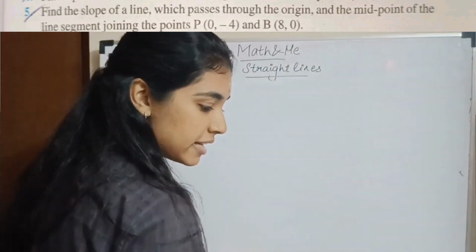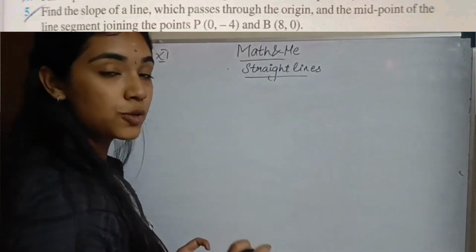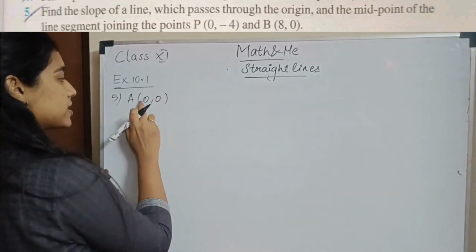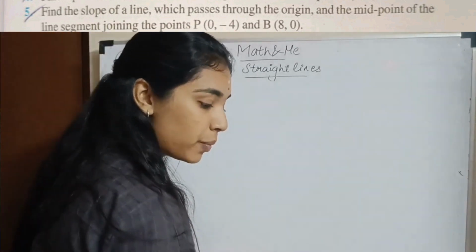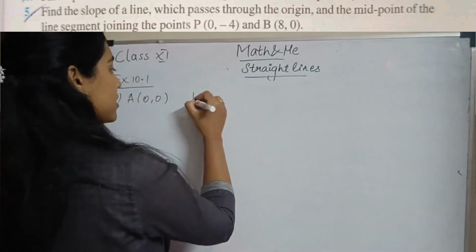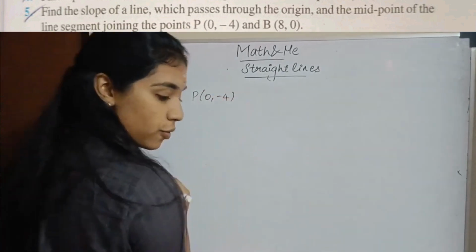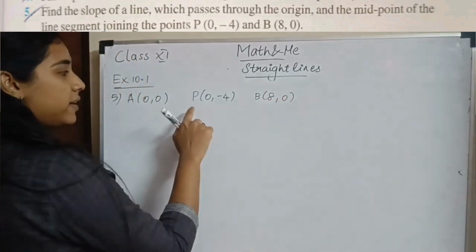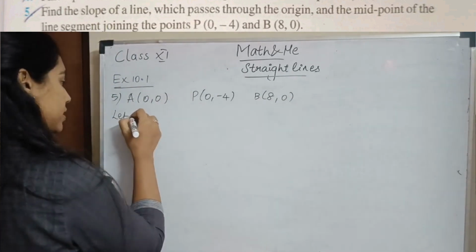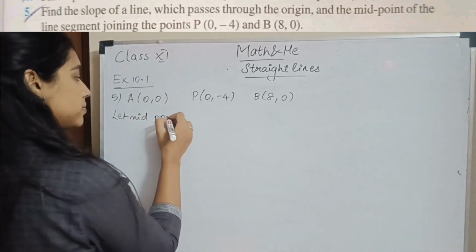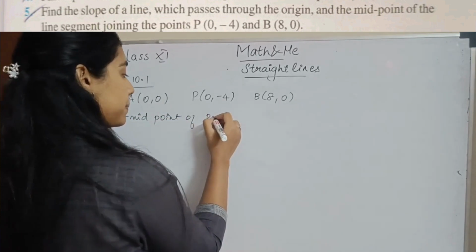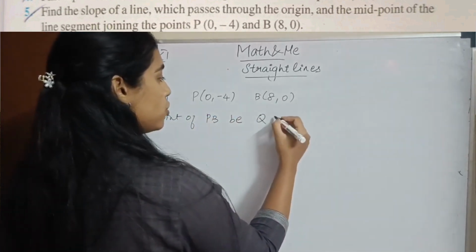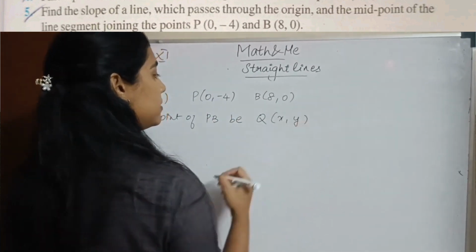Question number 5. Find the slope of a line which passes through the origin. So one of the points is (0, 0). So this is the origin. And the midpoint of the line segment joining the points P (0, minus 4) and B (8, 0). So let the midpoint of PB be some point Q with coordinates (x, y).